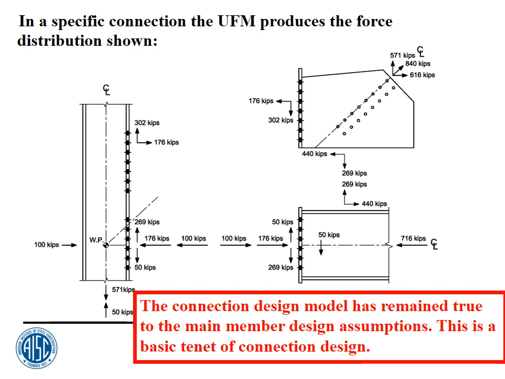Maybe the column has a moment in it. The column could be considered continuous through this joint, but normally the beam and the brace are pin connected to that column. I think that's the usual assumption. The design that you see here follows that.